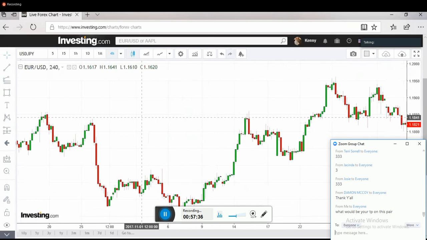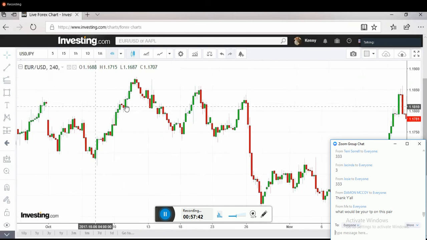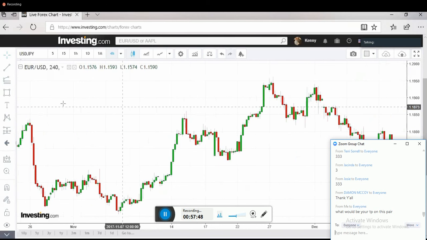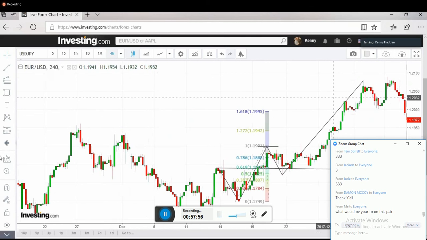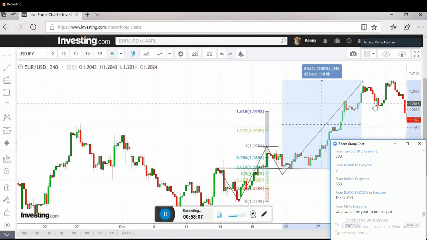Somebody asked a question, and not to change directions on you, but someone asked, what would be your take profit on this pair? Depending on your lot size, at a .10, that one there was like 240 something. $243. That's $243 right there. Wow.